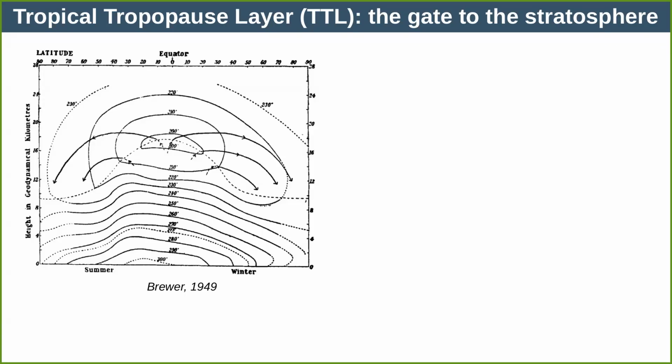So the tropical tropopause layer is a transition layer in the tropics in between the troposphere and the stratosphere. And it's really the gate to the stratosphere, as the different chemical and physical processes occurring there will have an impact on the whole stratosphere.